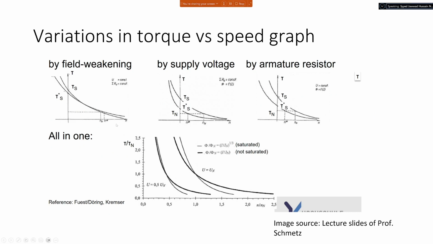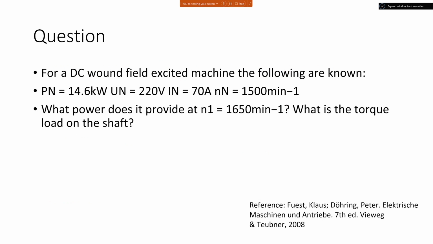And saturation basically means the magnetic field is at the peak and you can't increase it anymore. There is a limit beyond which even if you try to increase current further, the torque will not increase because the magnetic field is saturated. But that's too much detail. We will not go into that. So let's look at this example question.